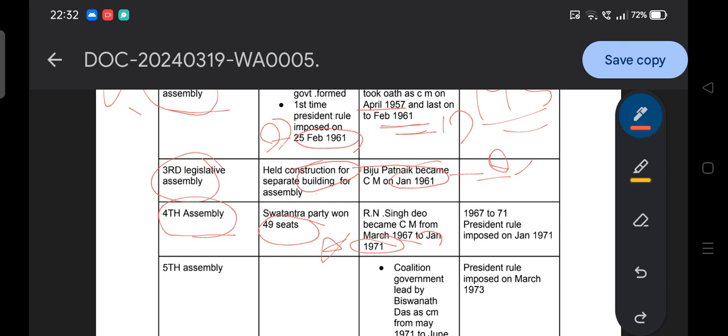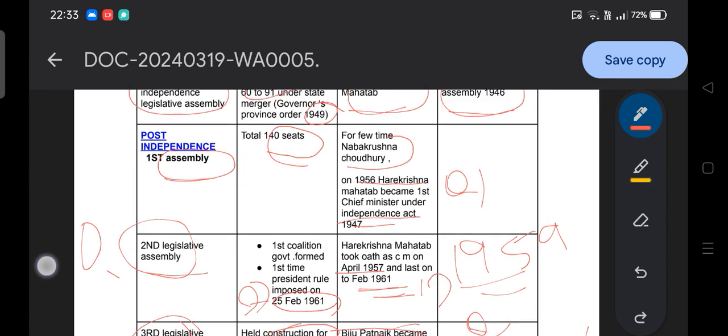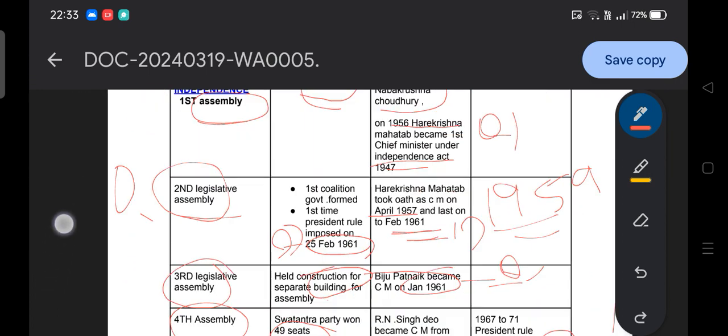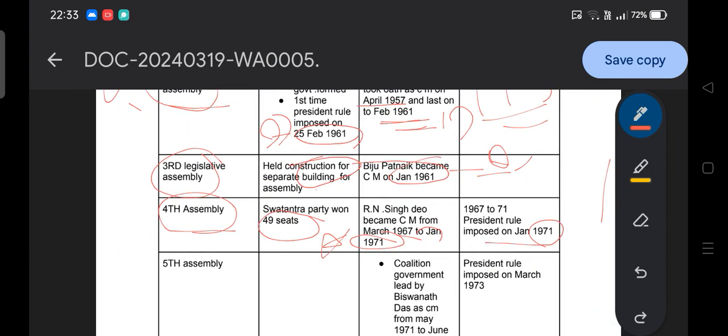And at that time President's rule was also imposed in 71, so you also have to remember that. The question can be framed asking which of the following is a correct or incorrect pair. They will write the different assemblies on one side and the President's rule imposed in that assembly, not in the last assembly. I will try to make a sample question here that can be possible in our examination. So remember that in the fourth assembly President's rule was also imposed, that is 71.